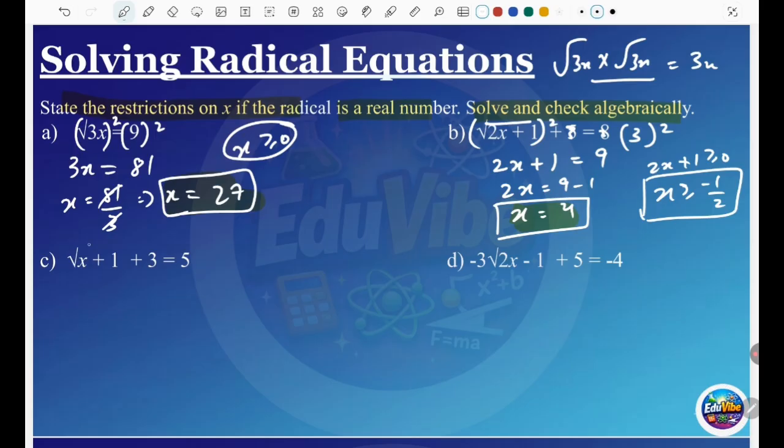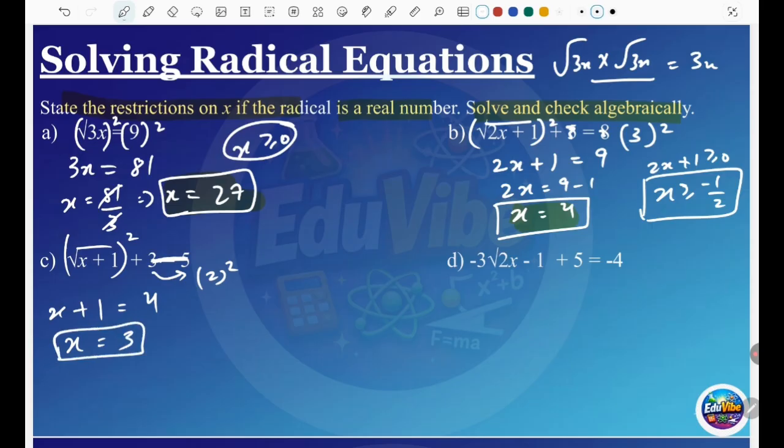Next one. Root of x plus 1, plus 3 is equal to 5. So minus 3 with that, you get 2. So square on both sides, the square goes out. You will get x plus 1 is equal to 4. You will get 4 minus 1 is 3. In that case, your x is greater than or equal to minus 1, which is satisfied.